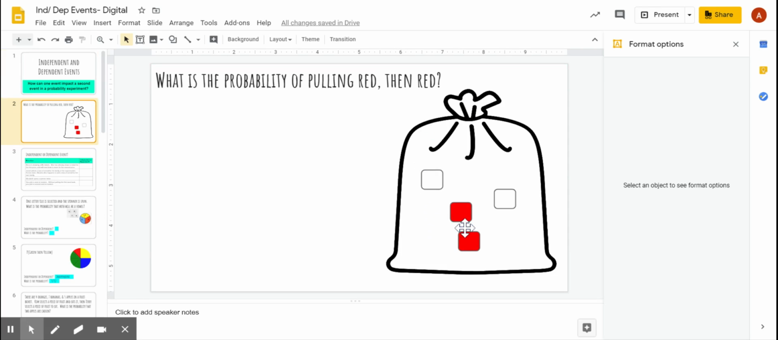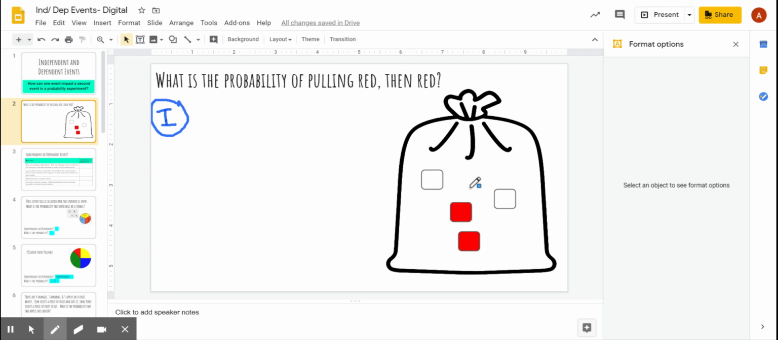So I've got this bag. It's got 2 red and 2 white tiles in it. And they're asking me what's the probability of pulling red and then red. So let's look at the 2 different ways. An independent event would be when the first option does not affect the second. So the first event does not affect the second event.